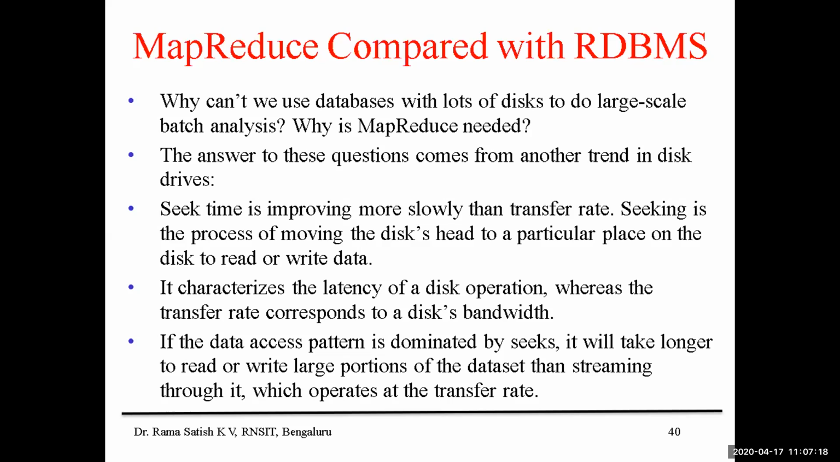And if the data access pattern is dominated by seeks, it will take longer to read or write large portions of the data set than streaming through it, which operates at transfer rate. This is a very, very important point. When your seek time and latency increase, automatically your program output time also increases, and finally you will get the output very late. So that is one important reason why MapReduce is faster.